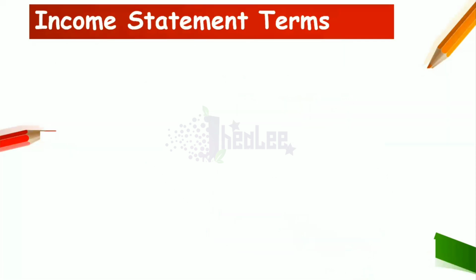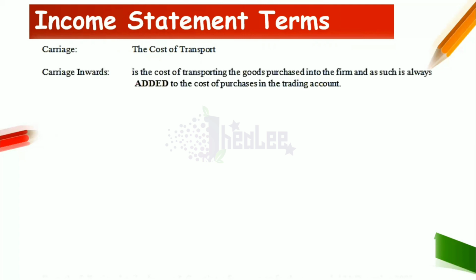Let us look at some terms that are associated with the income statement. We have carriage, and carriage is basically the cost of transport. Carriage inwards, which is also known as carriage on purchases, is a transportation cost that the business pays to get the goods into the business, and it is always added to the cost of purchases, because guess what? It increases the cost of getting the goods into the business.